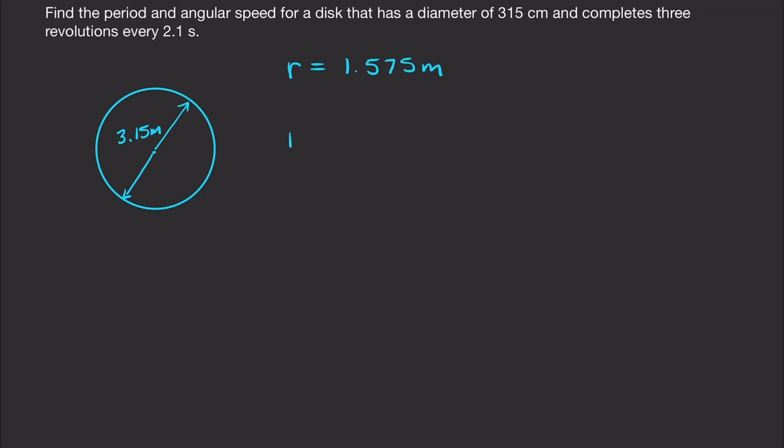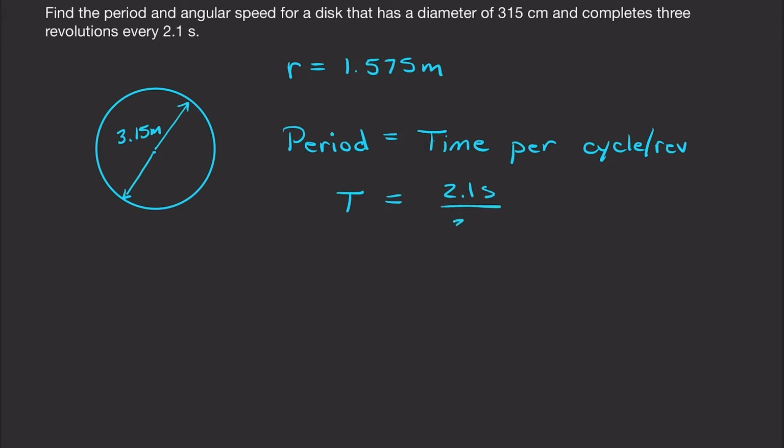And then the definition of a period of a revolution is the amount of time it takes per cycle or per revolution. So the period, we have T equals 2.1 seconds for every 3 revolutions. And so this is our rate. And if we multiply this by 1 revolution, then we get 0.7 seconds.